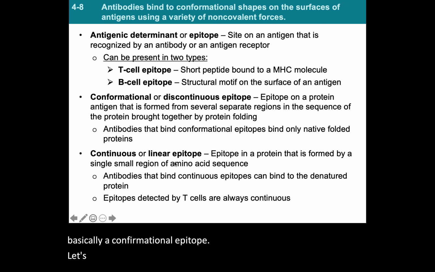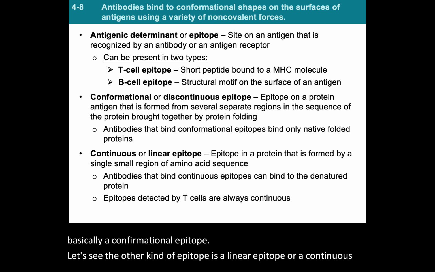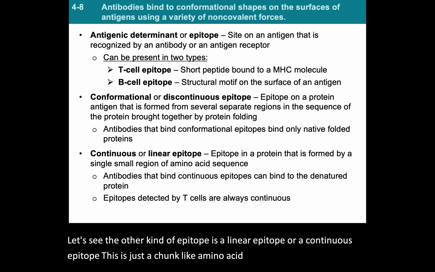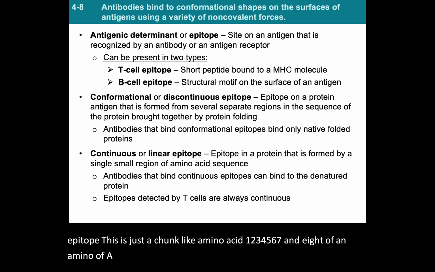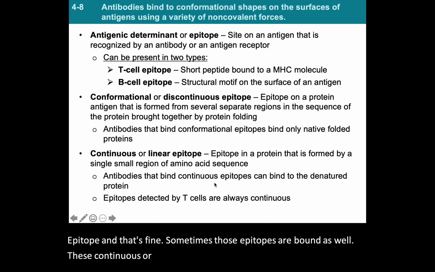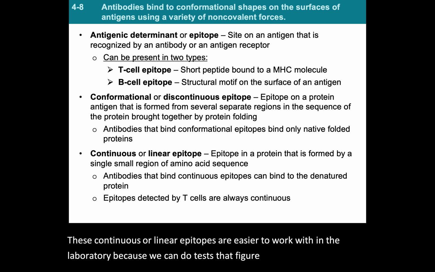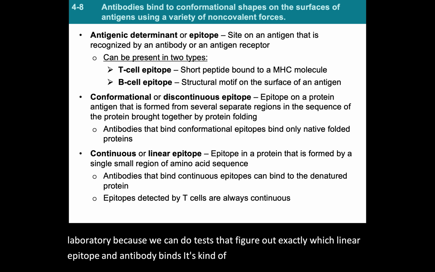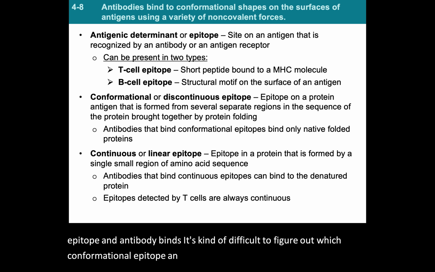Let's see. So the other kind of epitope is a linear epitope or a continuous epitope. This is just a chunk, like amino acid 1, 2, 3, 4, 5, 6, 7, and 8 of a protein in a row that form an epitope. And that's fine. Sometimes those epitopes are bound as well. These continuous or linear epitopes are easier to work with in the laboratory because we can do tests that figure out exactly which linear epitope an antibody binds. It's kind of difficult to figure out which conformational epitope an antibody binds in comparison.